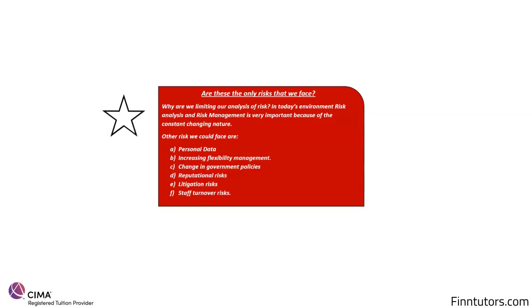Now I was asking you from the very beginning to collaborate on a list of risks. So the other risks that I face, you will already have that list ready. That's personal data, increasing flexibility management, changing government policies, reputational risk, litigation risk, staff turnover risk. All of these are real risks that we face. So if we have created a risk report, are we constantly looking at it? Are we upgrading it? Are we changing the risks, or are we looking out for new risks? That's a major exercise that my organization needs to do. So the list of risks that you have made will be useful for you over here.